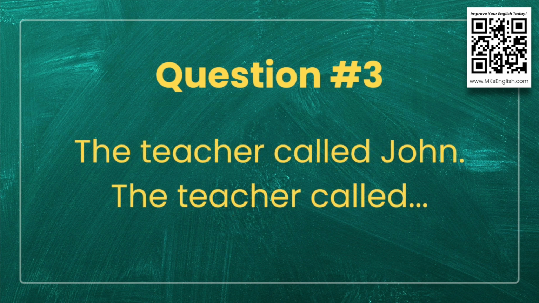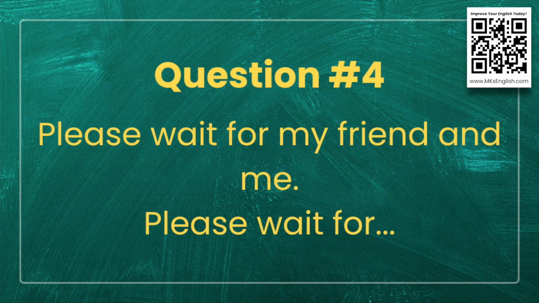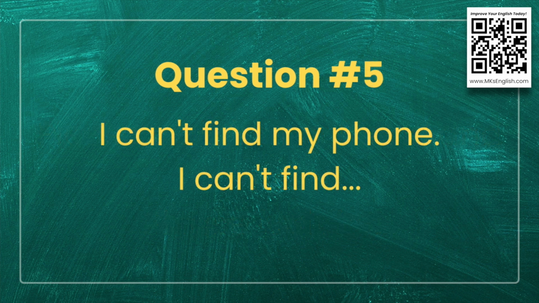Okay, number 3. The teacher called John. The teacher called him. That's right, him. Number 4. Please wait for my friend and me. Please wait for us. All right. Last one. Number 5. I can't find my phone. I can't find. 3, 2, 1. And the answer is it. Great job. I know you got that perfect score.